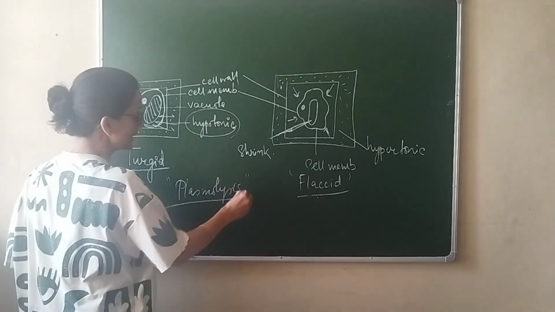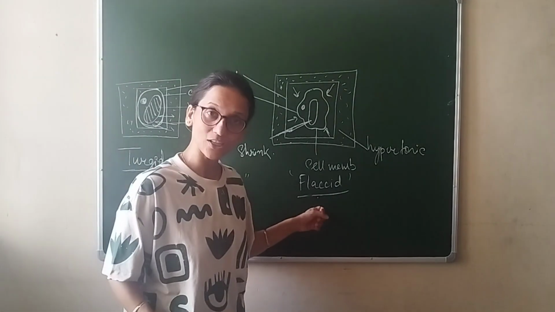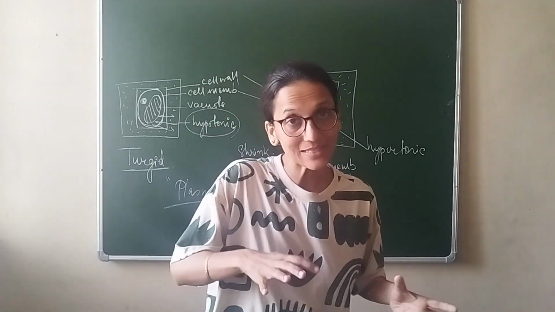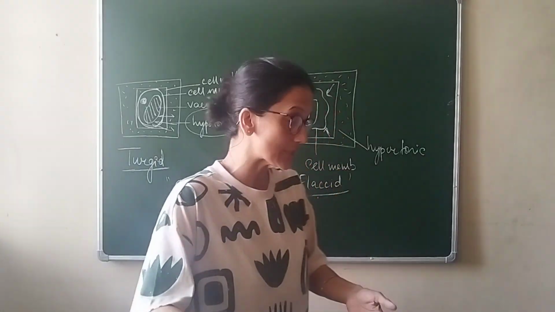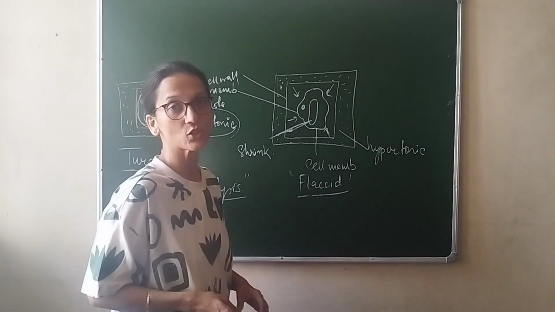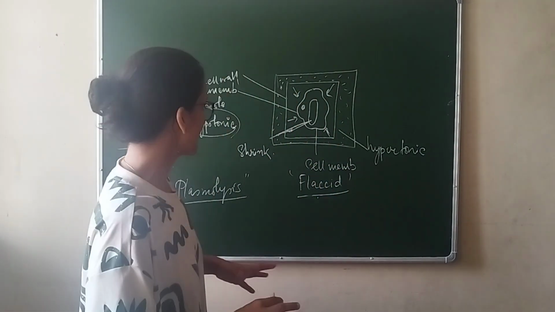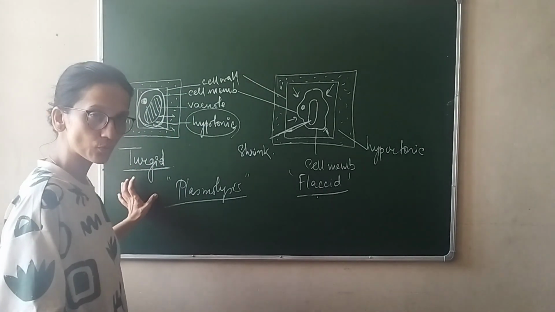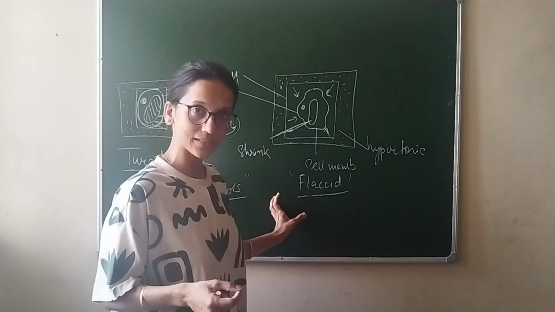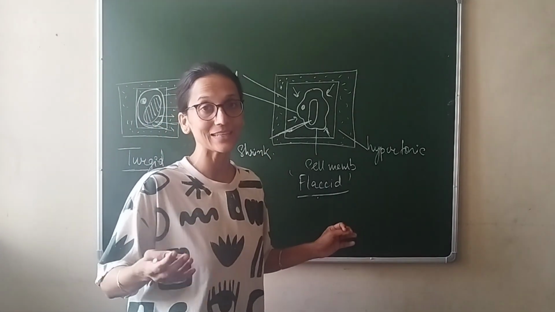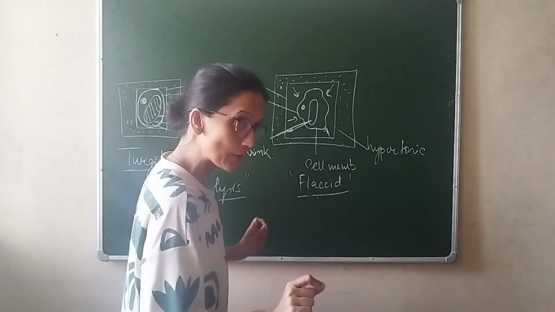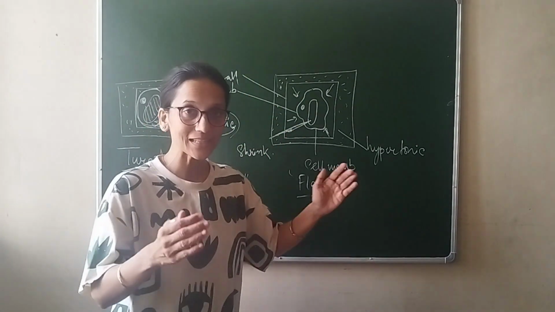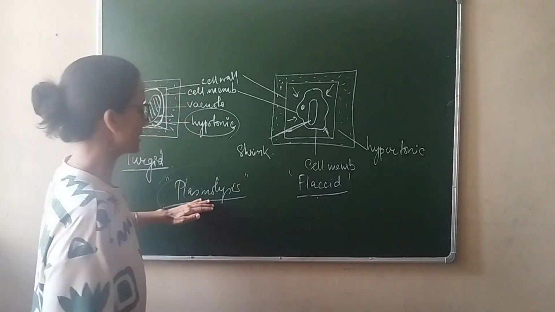Remember, plasmolysis is a phenomenon and the state of the cell is called flaccid. That means when plasmolysis happens, the plant cell achieves the state known as the flaccid state. So we discussed the turgid state, which happens when you keep a plant cell in a hypotonic solution. The reverse of it is the flaccid state, which happens when you keep a plant cell in a hypertonic solution. And the phenomenon where the cell membrane shrinks away from the cell wall is known as plasmolysis.